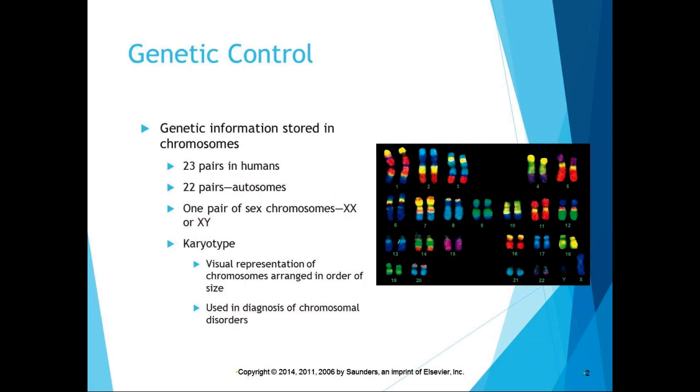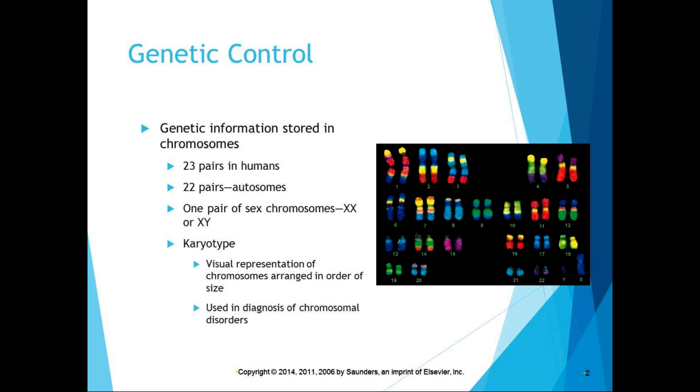So genetic information is stored in chromosomes in our body. It's the DNA bundled up into the little chromosomes. We have 23 pairs in humans. 22 pairs of them are what we call autosomes, and 1 pair of sex chromosomes. So a female has 2 X's and a male has an X and a Y.